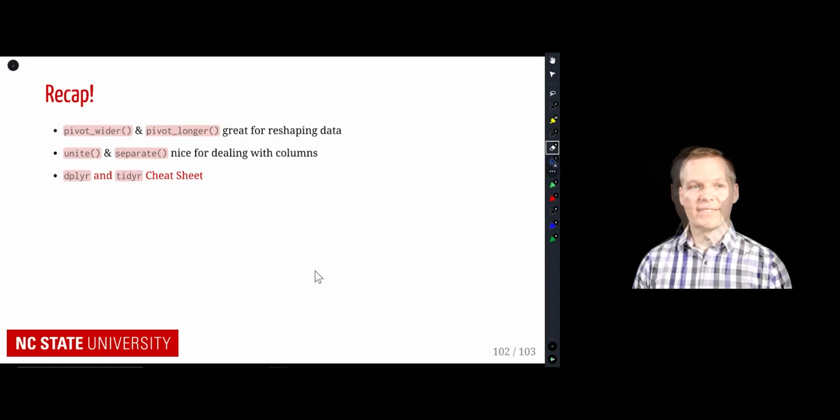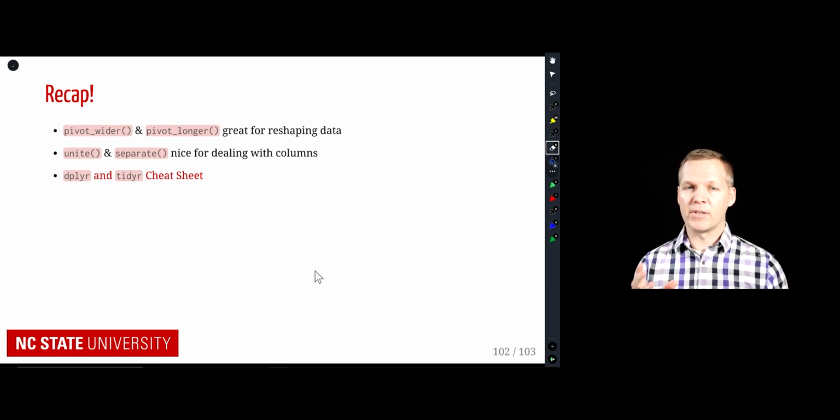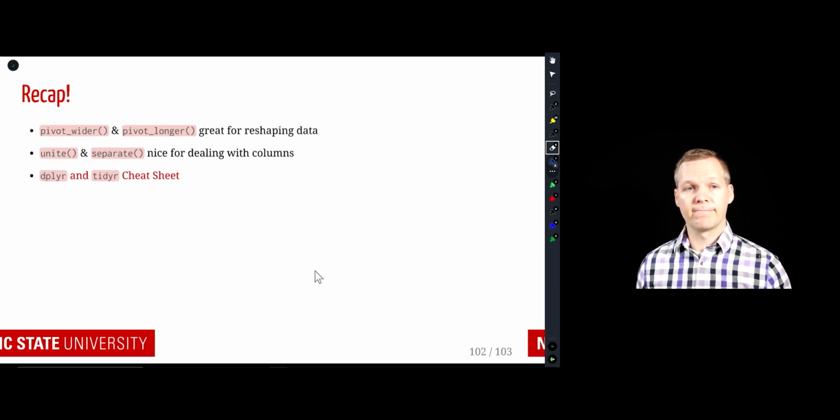Fantastic. Let's recap. So we have these pivot wider and pivot longer functions to help us change the setup of our data set. We also have unite and separate as inverse actions on a particular column or columns. Again, the dplyr and tidyr cheat sheets that are linked here are very, very helpful and handy when you're trying to get used to using these types of functions.